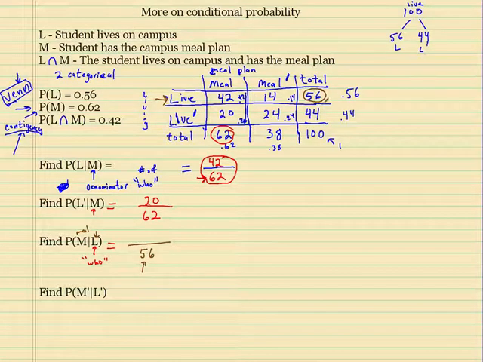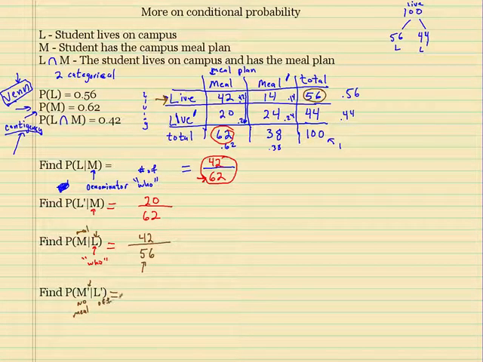So I go to this 56. This is no meal plan, this is meal plan. So that's 42. Okay? What's the probability that somebody doesn't? This is no meal plan, because it has this little sign right there, the little prime sign. What's the probability somebody doesn't have a meal plan given they live off campus?